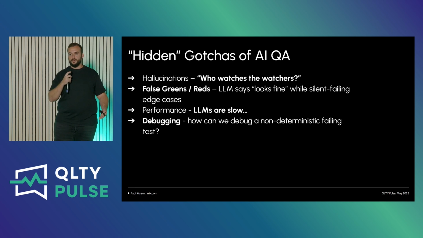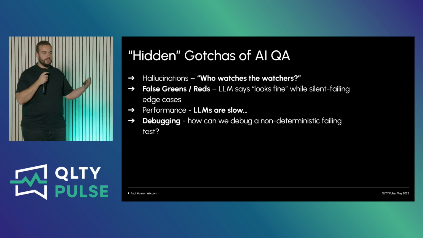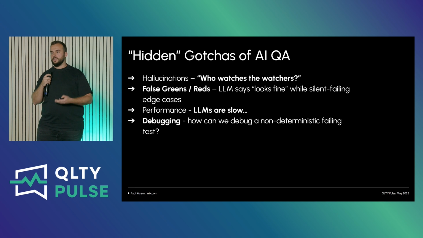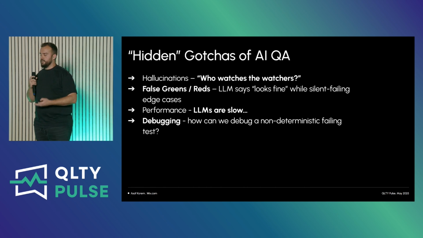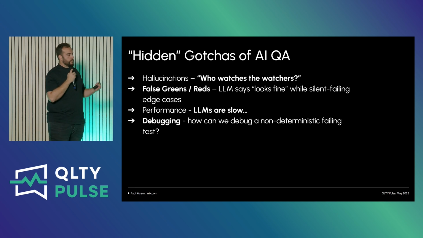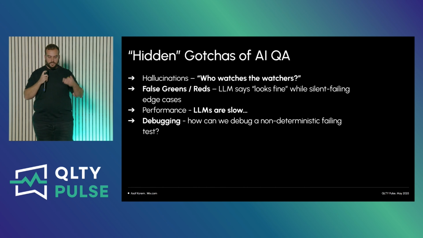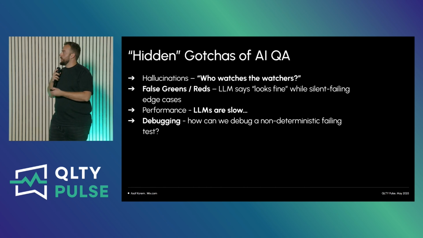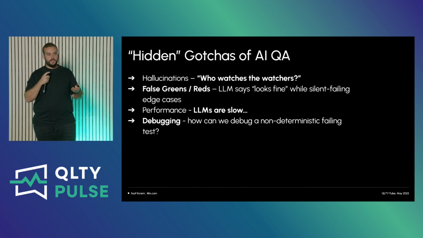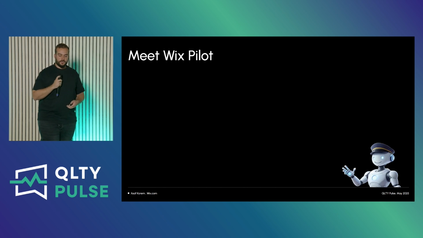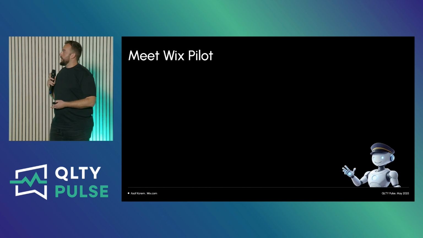Performance: LLMs are very slow, so you can't just delegate every automation action to an LLM, because every action might take almost half a minute. So this is also a problem when trying to integrate AI into testing tools. And debugging: how do we reproduce a flow that an agent, for example, performed on our product? How do we debug it? It's not impossible, but this is also a challenge that is important to handle.